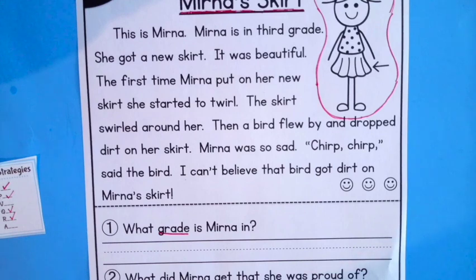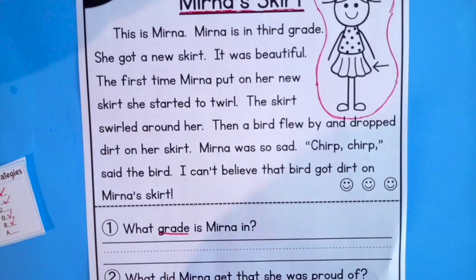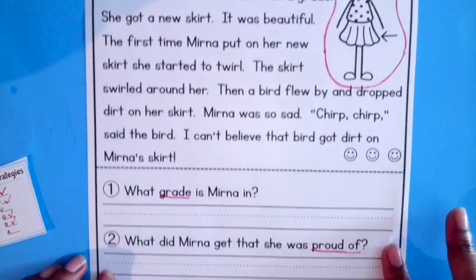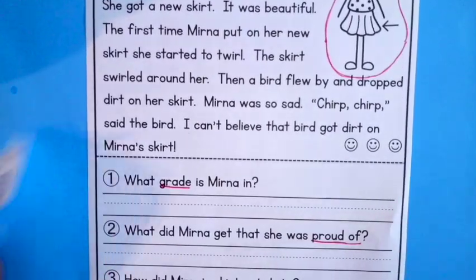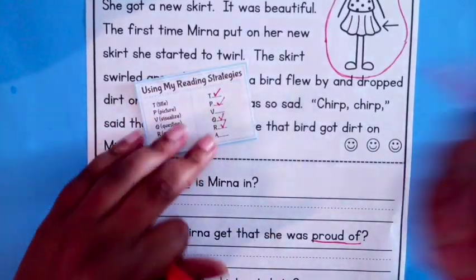I visualize that Myrna was wearing a white dress. I'm sorry, not a white dress. I'm so sorry, it was a white skirt. And then she got sad, and then she hears the bird go chirp, chirp, and that's what I visualize. And that's how you should visualize everything that you read to help you better understand what's going on. So let's go ahead and put a check mark on V because we just visualized.